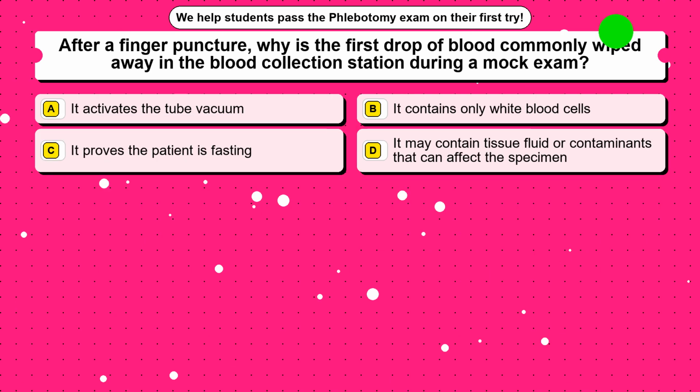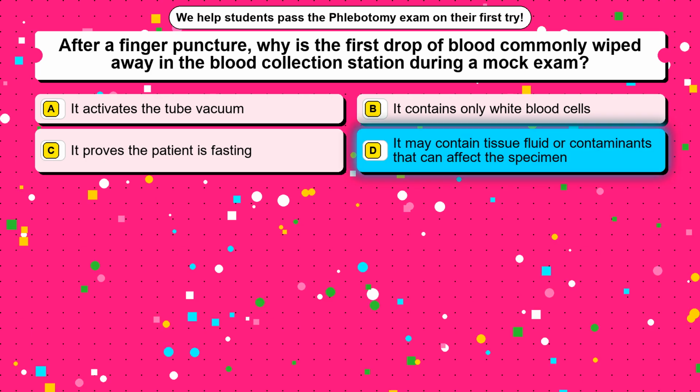Question 78. After a finger puncture, why is the first drop of blood commonly wiped away in the blood collection station during a mock exam? Option A. It activates the tube vacuum. Option B. It contains only white blood cells. Option C. It proves the patient is fasting. Option D. It may contain tissue fluid or contaminants that can affect the specimen.